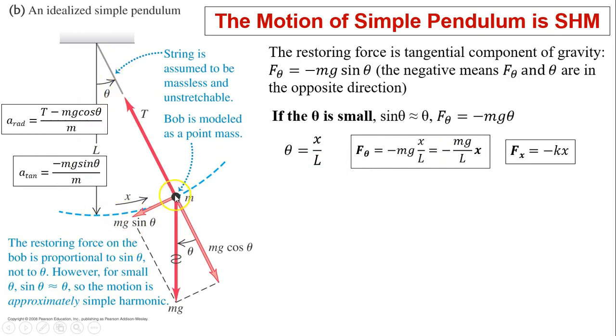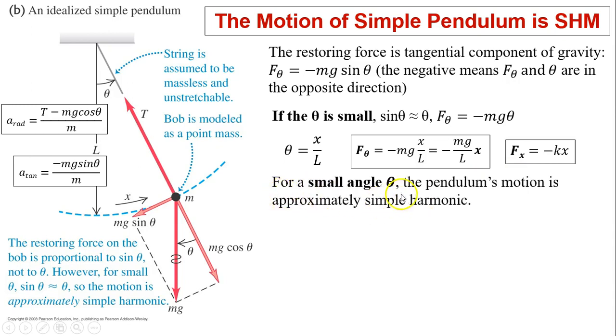Radian is the arc length divided by the radius. Arc length is x, radius is L. We substitute this theta into F theta equals negative mg theta. So we get negative mg over L times x. So this is in the same form as simple harmonic motion, Fx equals negative kx. So for small theta, the pendulum motion is approximately simple harmonic. So a pendulum is only simple harmonic when theta is small.